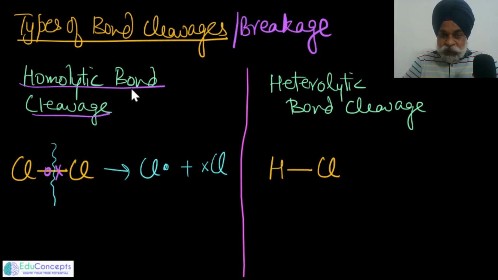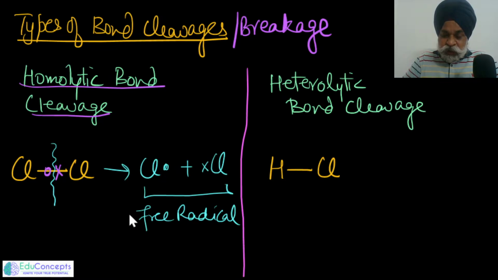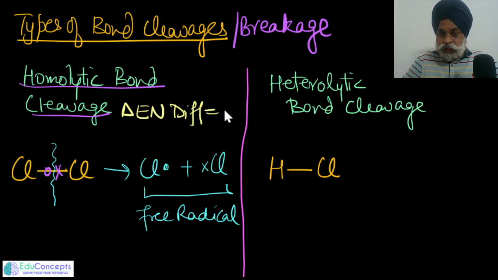So homolytic bond cleavage is a cleavage where you would break the bond from the center such that you would end up getting free radicals. Free radicals are neutral species where the octet of the element is incomplete but it is neutral. So homolytic bond cleavage we generally would see where the electronegativity difference is almost zero.